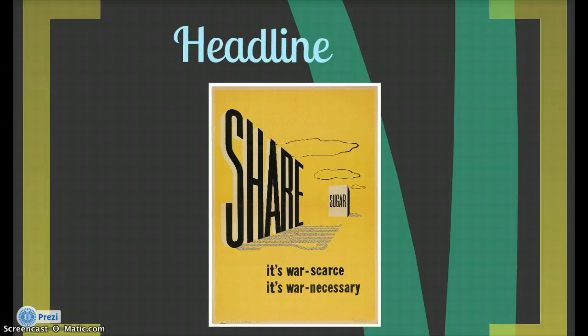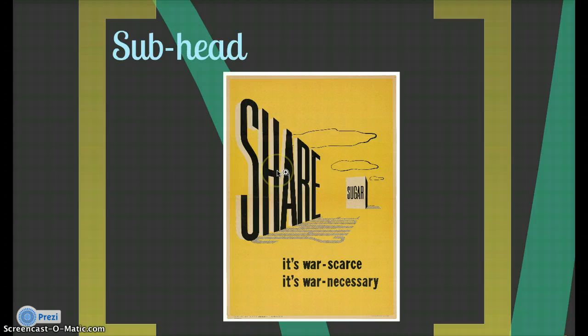We're going to talk about our first key word, headline. The headline in this poster is going to be the word share. This is what the artist wants you to notice first. It's the most important. So keeping that in mind, we have our headline, share, but then we have a subhead where it's not as important as the headline. So obviously we have here share, the headline being largest, and then the subhead is going to be the word sugar. Even though it's far away, it's still important, being the subhead.